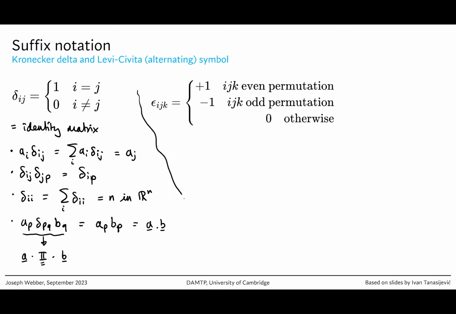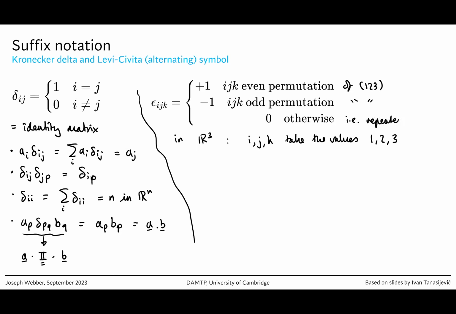A slightly more complicated tensor, again, works in 3 dimensions. This one is the so-called Levi-Civita or alternating symbol. Now recall that we're in R to the 3 here. So i, j, and k take values 1, 2, 3. Now epsilon ijk is plus 1 if ijk is an even permutation of 1, 2, 3. It's minus 1 if it's an odd permutation of 1, 2, 3, and it's 0 otherwise, i.e. if we have repeated values.